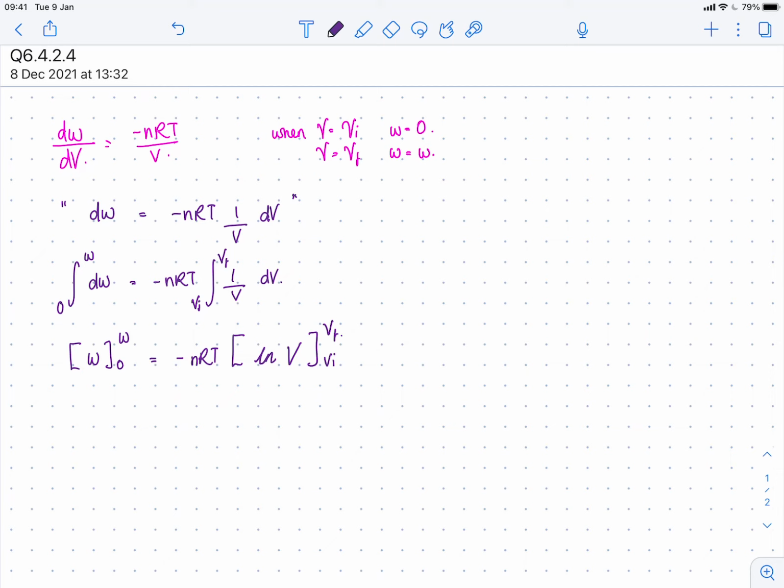So now if I substitute in my values, I end up with w minus 0 is equal to minus nRT, and then I have the log of vf minus the log of vi. And just to tidy this up, getting rid of that w minus 0, that is just w. This is minus nRT log vf over vi. And you will have seen this equation in my thermodynamics course.